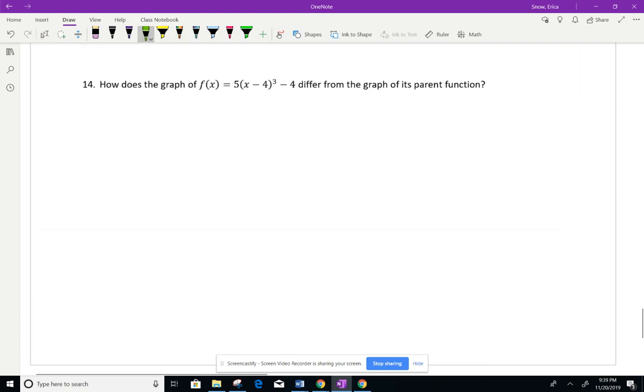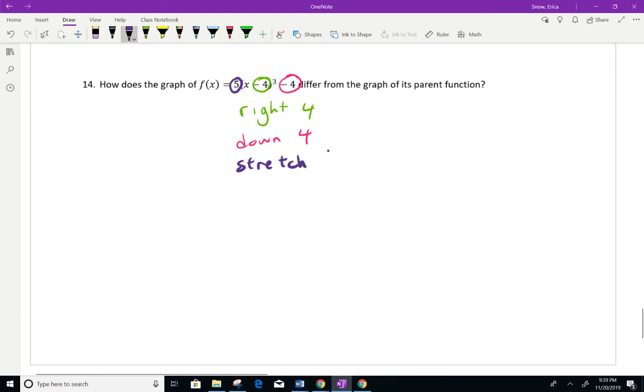So how does this graph differ from the parent function? Well, let's start with the easy stuff that you guys know right off the bat. And that is that subtracting 4, on the inside of the parentheses moves this right 4. And that negative 4 outside says that we're going to go down 4. And then you should remember that any number out front is a stretch. And then, of course, if there were a negative, we'd have a reflection. But there is our transformation. So I hope this helps, and I will see you next class.